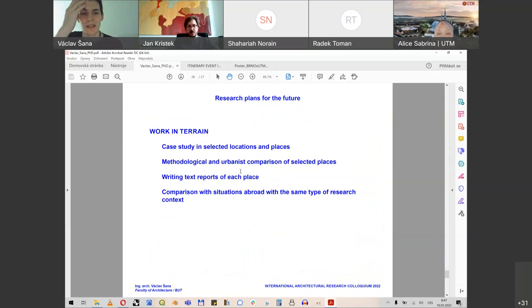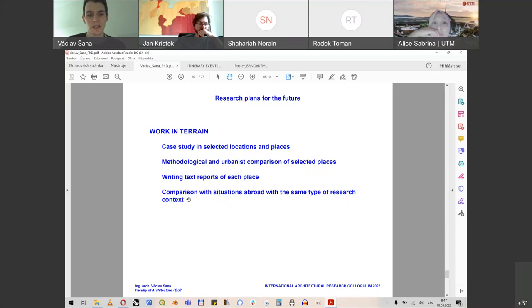Well, and there are my plans, which I want to research in the future. I actually plan to do a case study in selected locations in Litovelské Pomoraví and its surroundings, and work in different scales to do a methodological and urbanist comparison of these selected places, and write scientific text reports of each place and each situation.